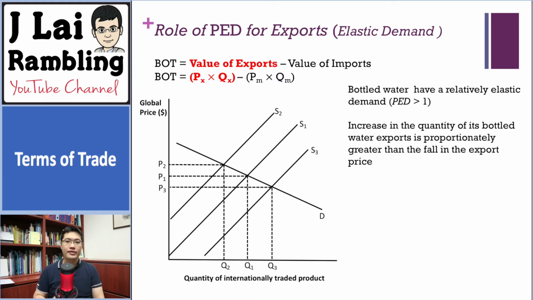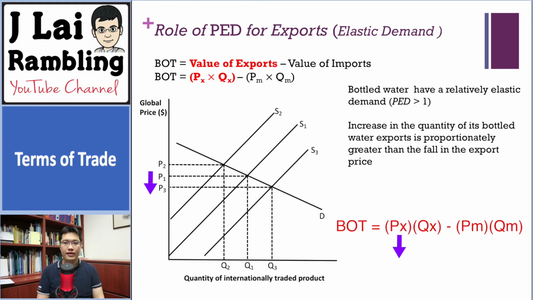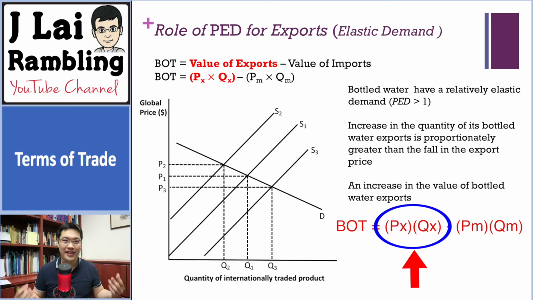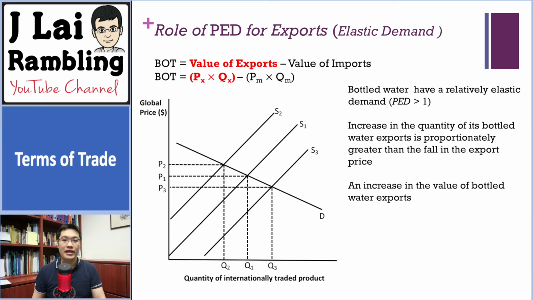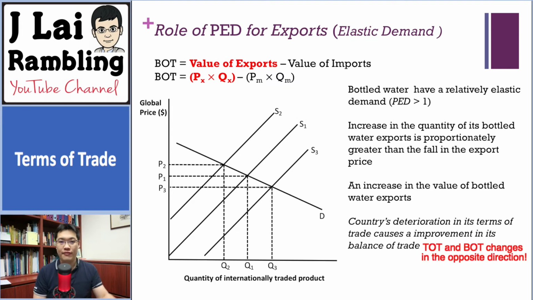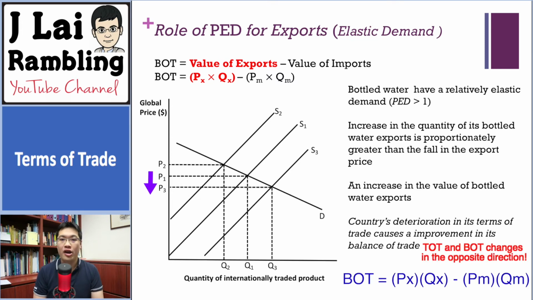As you can see, the increase in the quantity of bottled water exports is proportionately greater than the fall in the export price. Small decrease in price, P1 to P3, large increase in the quantity of exports. And therefore, there is an increase in the value of the bottled water exports. In this case, the country's deterioration in its terms of trade, the fall in price from P1 to P3, will actually cause an improvement in the balance of trade.